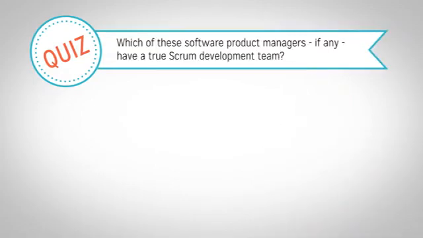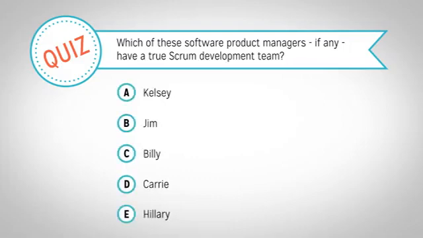Then you run into an old friend, Carrie. She says her team has 9 developers. 5 are on the development team and 4 are on the testing team. Finally, you meet a new software product manager, Hillary. She says her team consists of just 3 developers and they subcontract out their testing. Which of these software product managers, if any, have a true Scrum development team? A. Kelsey, B. Jim, C. Billy, D. Carrie, or E. Hillary.